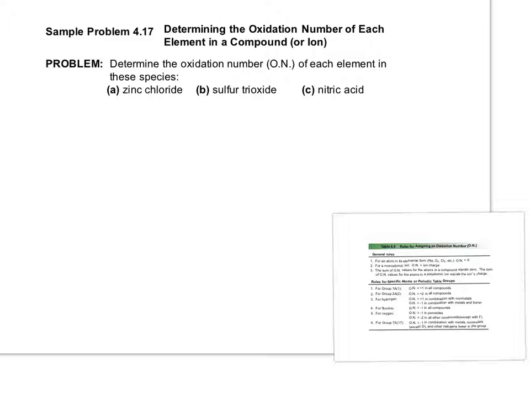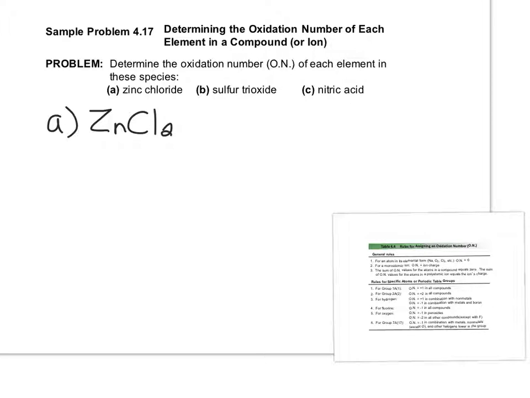All right, sample problem 4.17 deals with oxidation numbers. It says determine the oxidation number of each element in these species, and the first one listed there is zinc chloride. And remember, our first step, whenever we have the name of a compound, is to write the formula. So zinc has a 2+ charge, and chlorine has a -1 charge, so it's going to be zinc chloride. Zinc and 2 chlorines to cancel out that +2 charge.